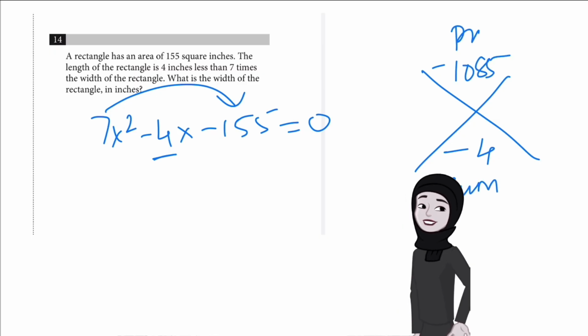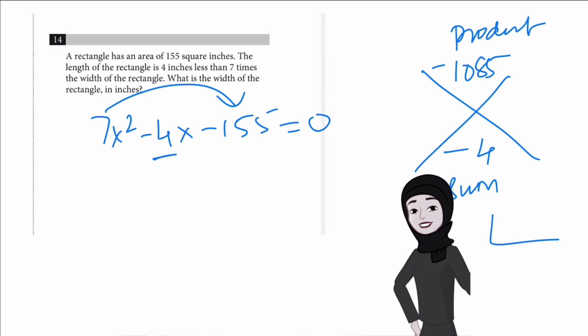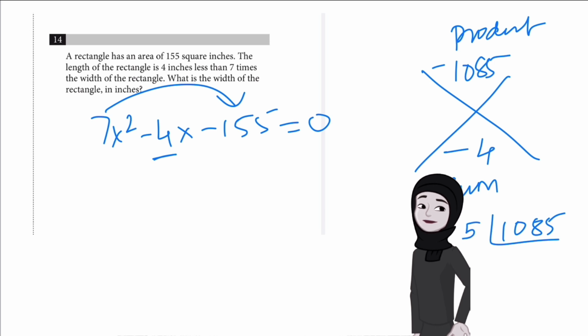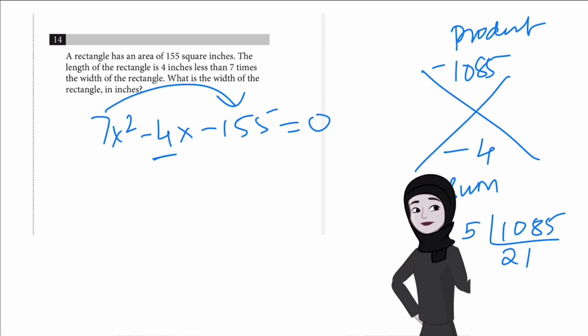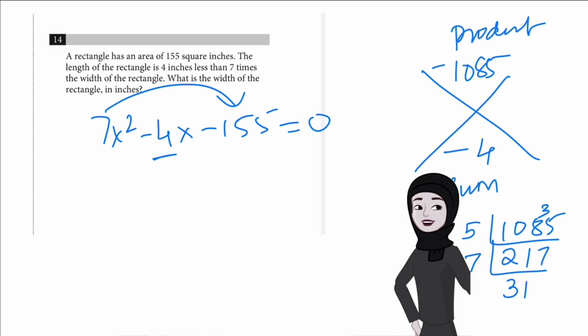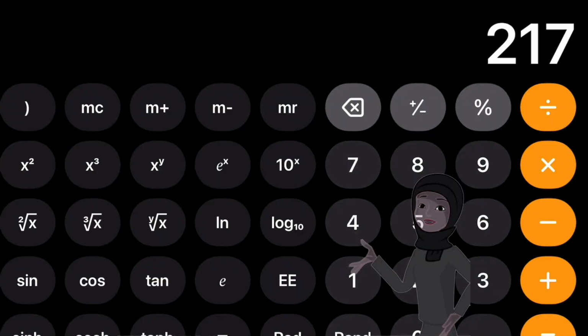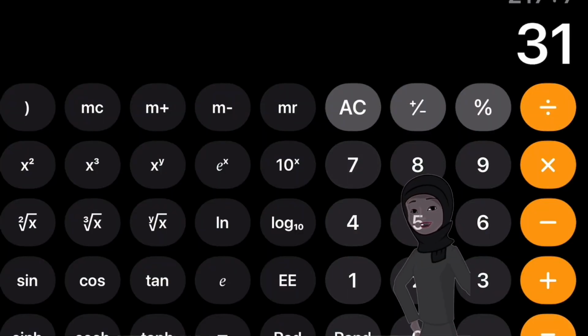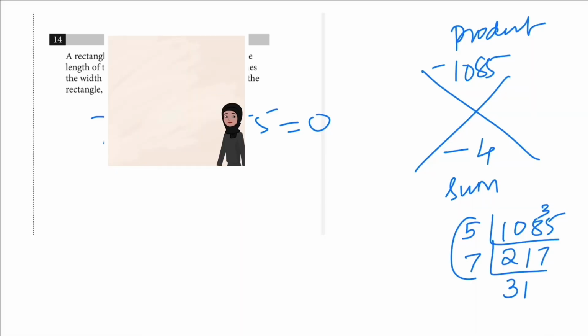Now we have to look for two numbers whose sum is minus 4 and product is 1085. So let's factor this 1085. Since it's ending with 5, definitely it will be divisible by 5. So 5 times 2 is 10, 5 times 1 is 5, then we have the remainder of 3, 5 times 7 is 35. And then 217 almost looks like a prime number, but it's actually not, because 7 times 31 will give 217. If you divide 217 by 7, you will get 31. That means 217 is actually not a prime number. It has got other factors like 31 and 7.